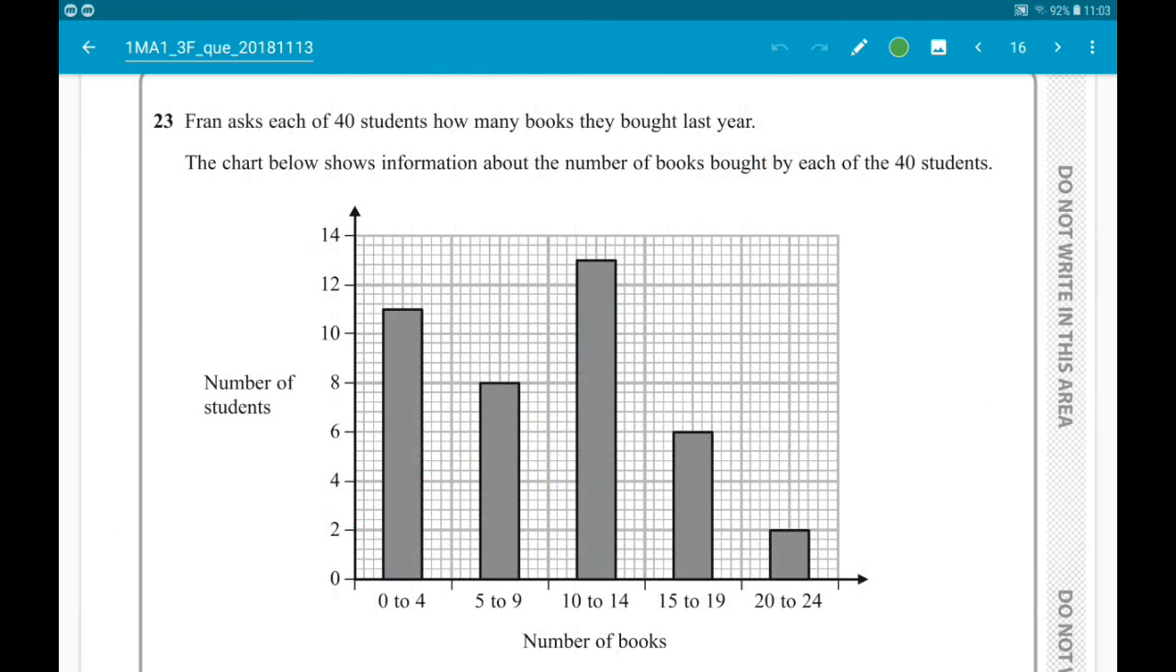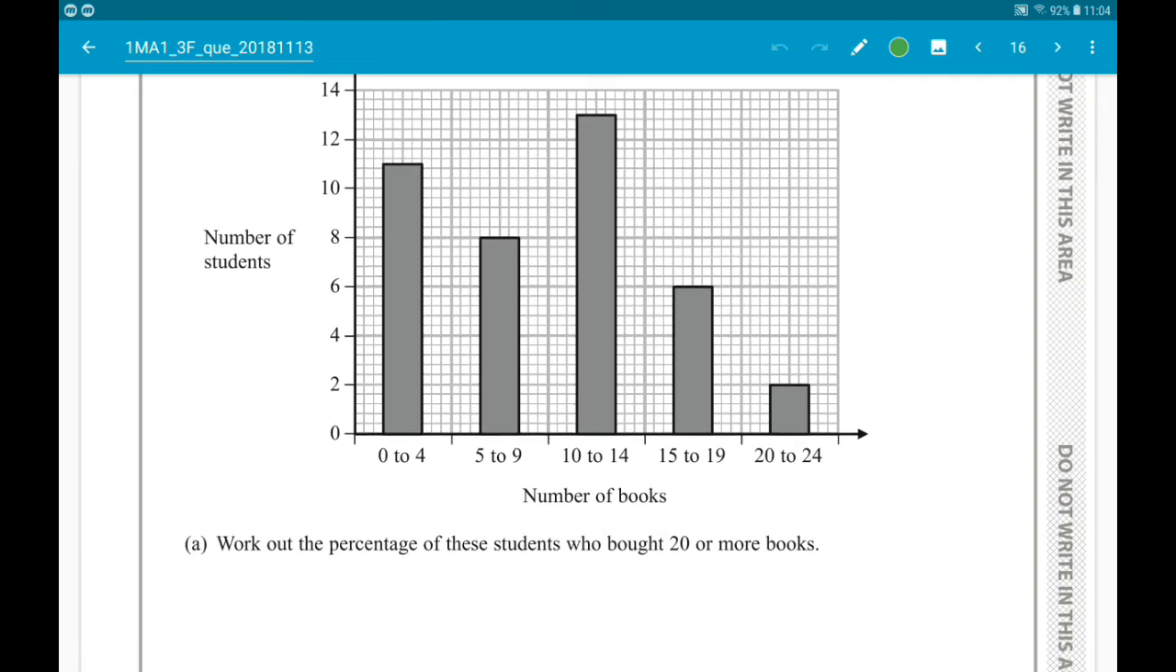Okay, number 23, bit of a pain. So Fran asks each of 40 students how many books they bought last year. The chart below shows information about the number of books bought by each of the 40 students. So, part A says work out the percentage of these students who bought 20 or more books.